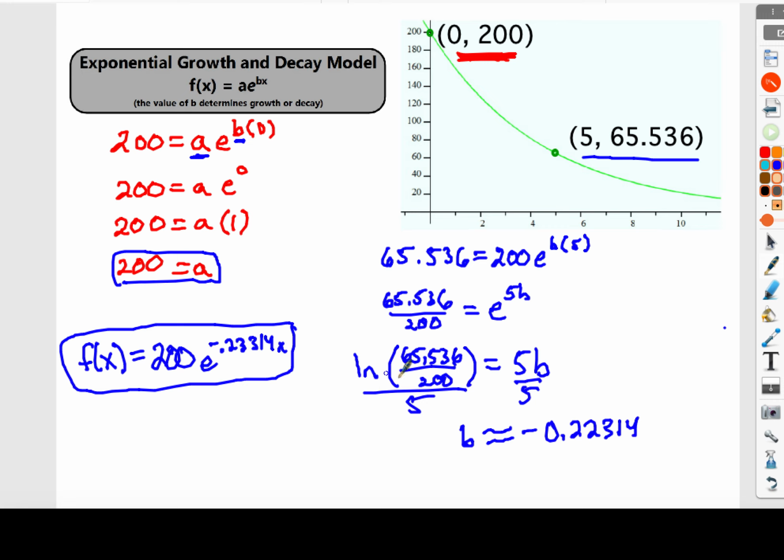And it makes sense that we got a negative b value. That's sort of like that rate in the PERT formula. If you have a negative rate or a negative b value, then your function is decaying. So there's why we were dropping from left to right. We're decaying away toward the asymptote, toward y equals 0, toward that horizontal asymptote.